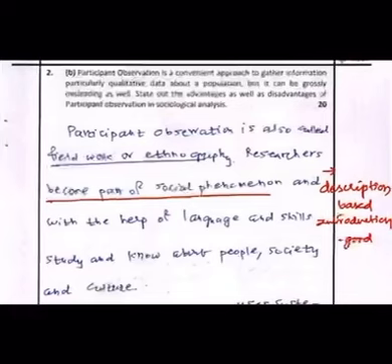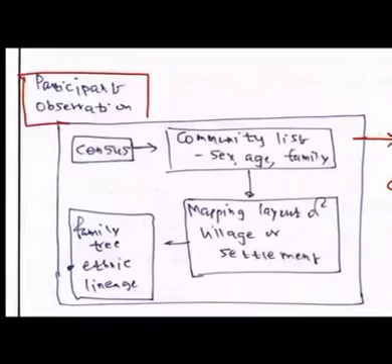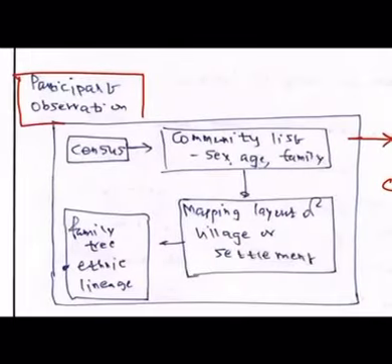So you can take 3-4 lines and you can define the keyword. Here also again I have tried to write a kind of flow chart, I would say, of what all is there in participant observation. So I have tried to show that there is a census, then there is a community list prepared based upon sex, age and family, how the mapping layout of the village or settlement is done, and then there is a family tree or ethnic lineage. So it is one of the aspects of the participant observation theory.